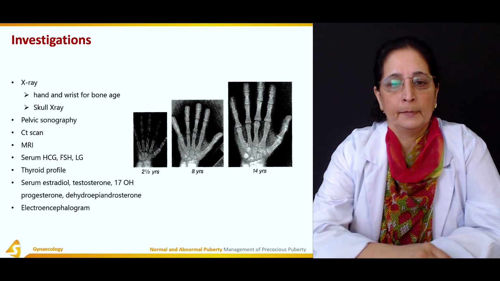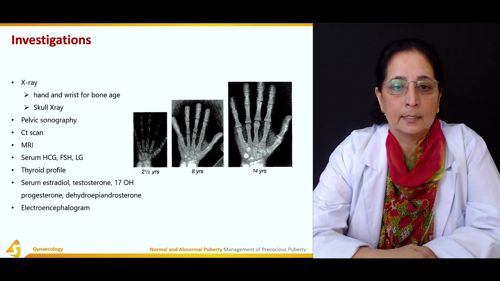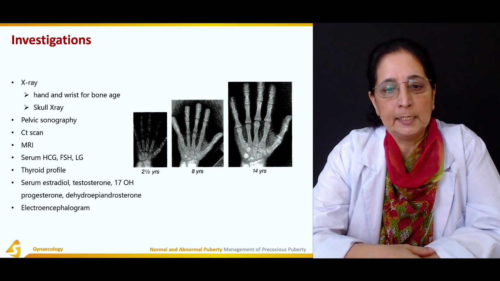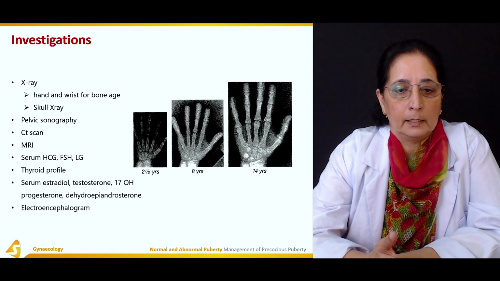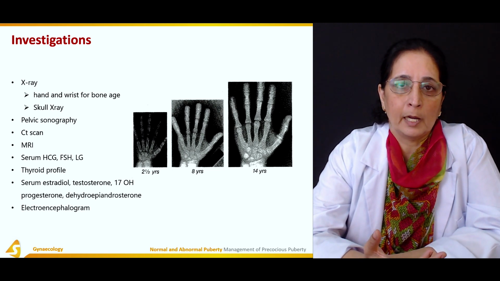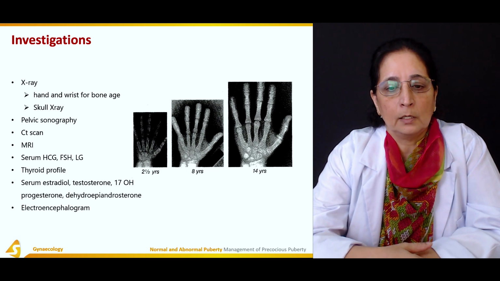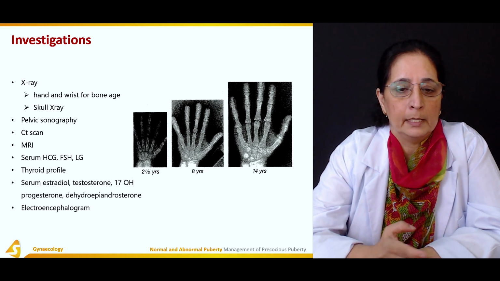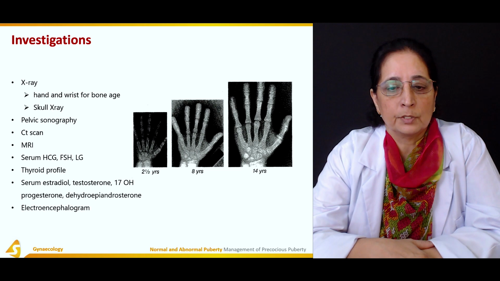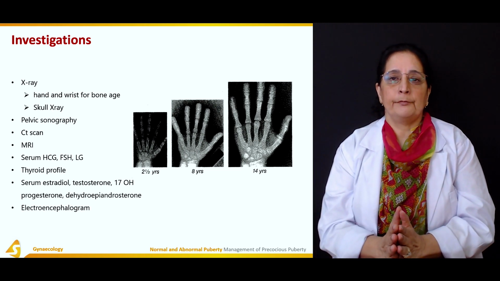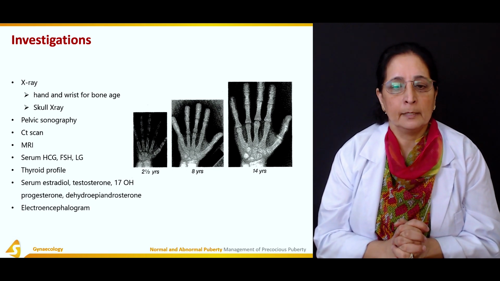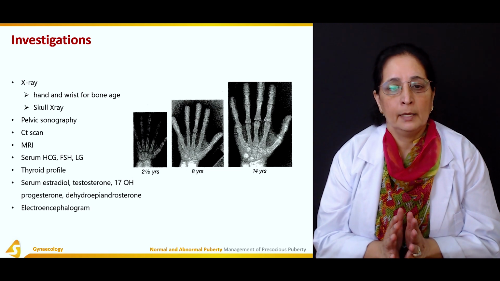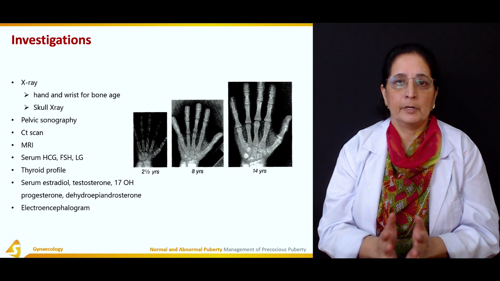Investigations are X-ray of the hand and wrist for bone age, skull X-ray, pelvic sonography, CT scan, MRI, serum levels of HCG, FSH, LH, then thyroid profile to find out if the patient has primary hypothyroidism, serum estradiol, testosterone, and 17-hydroxyprogesterone levels. Then progesterone, dehydroepiandrosterone, and electroencephalogram. So all these are the different tests that can be performed to investigate precocious puberty: the bone age, pelvic sonogram, CT, MRI, and different hormone levels.